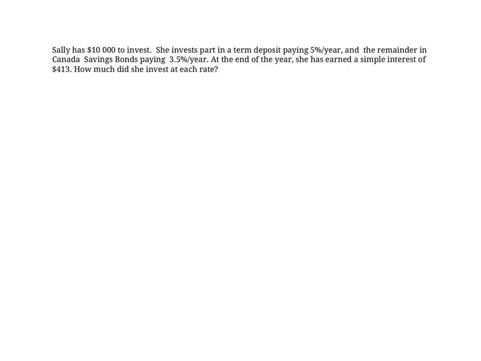So if you'd like to give this question a try, hit the pause button, see how far you can get into your solution, and then when you're ready, come back to the final worked out solution. The first thing you need to do is identify your variables. In this particular question, there are 2 different types of investments that Sally is looking to invest her money in. One is a term deposit that pays 5% per year, and the other type is a Canada savings bond that pays 3.5% per year.